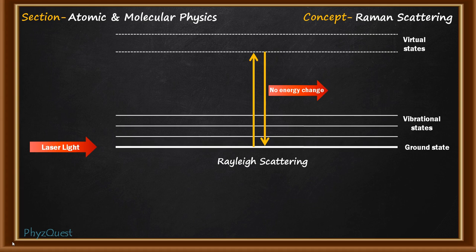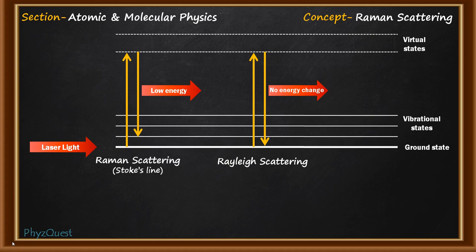The second scenario is the electron from the original ground state goes to the virtual state and comes back to one of the higher vibrational levels of the ground state. This means the electron has absorbed a certain amount of energy from the incident photon. Therefore the emitted photon has lower energy than the incident photon, and this is known as Raman scattering, and the type is called the Stokes line.